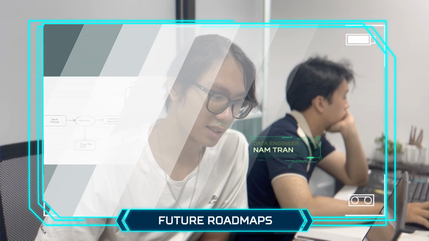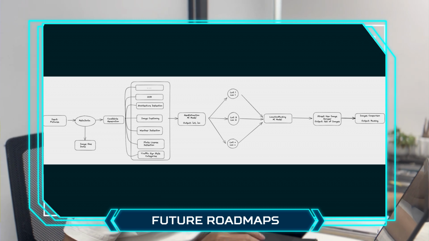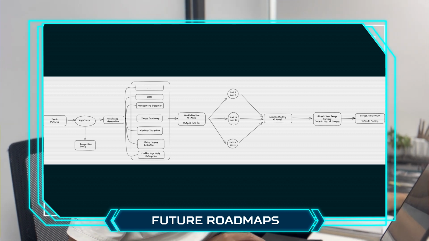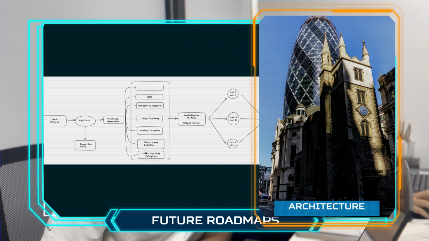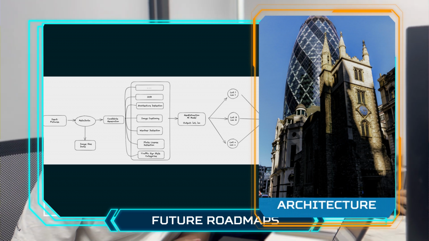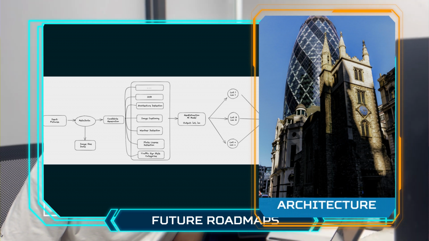But after some experience, we know that we can improve our model by following. So here we have the future roadmap. The first feature that we're gonna implement is the architecture detection module. By examining the architecture elements in an image, such as door, windows, roof, and overall building structure, our model will make more precise location predictions.